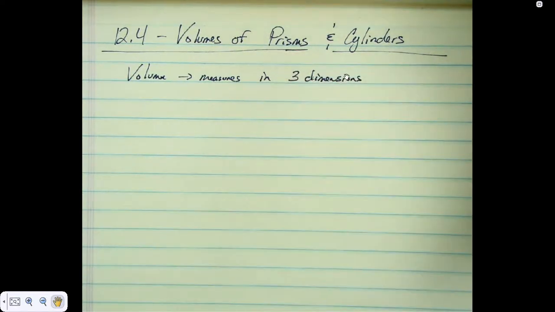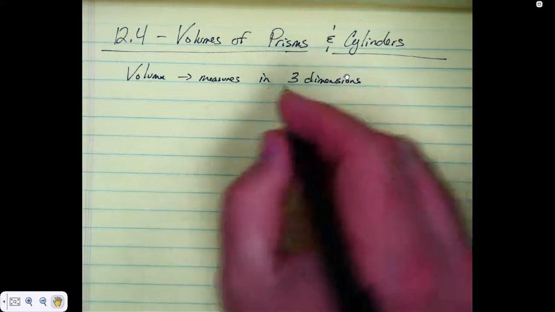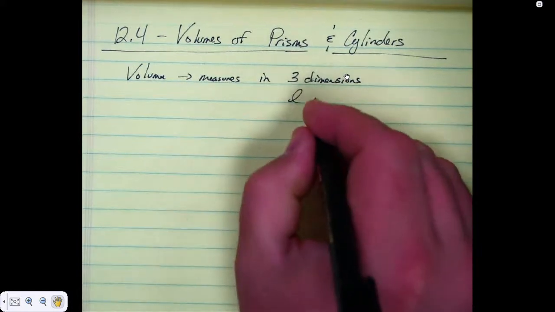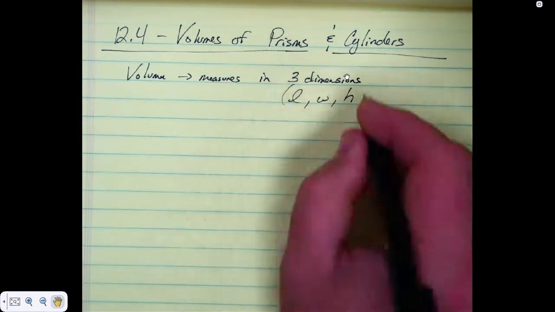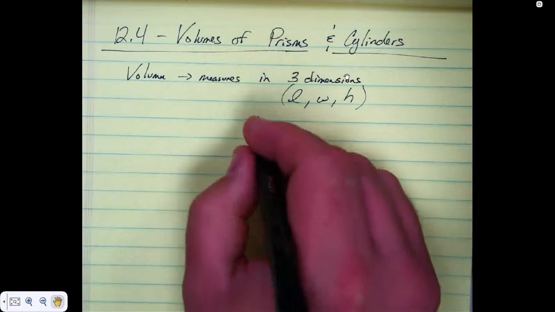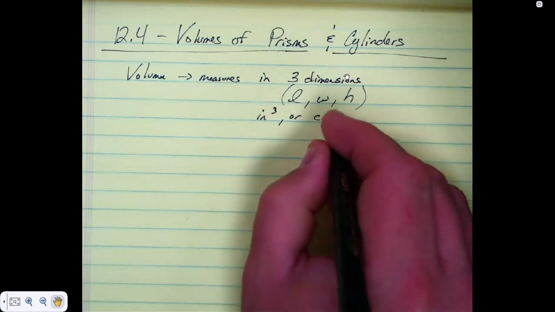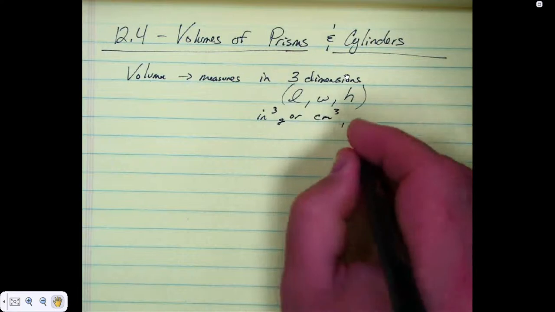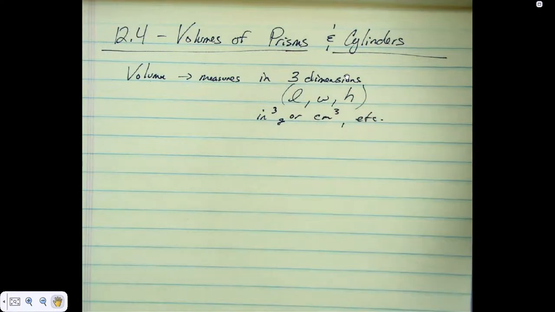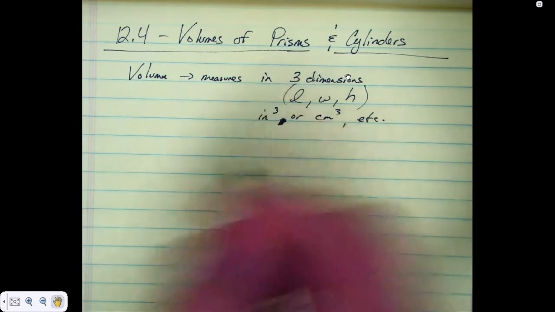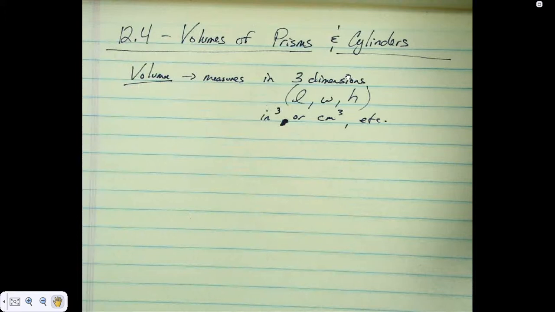Volume measures in 3 dimensions. Okay? Length, width, and then height. Therefore, your units are inches cubed or centimeters cubed, etc. Okay? Area is measured in 2 dimensions, length and width. Therefore, the units are squared. Volume, as I said, cubed. Length times width times height.